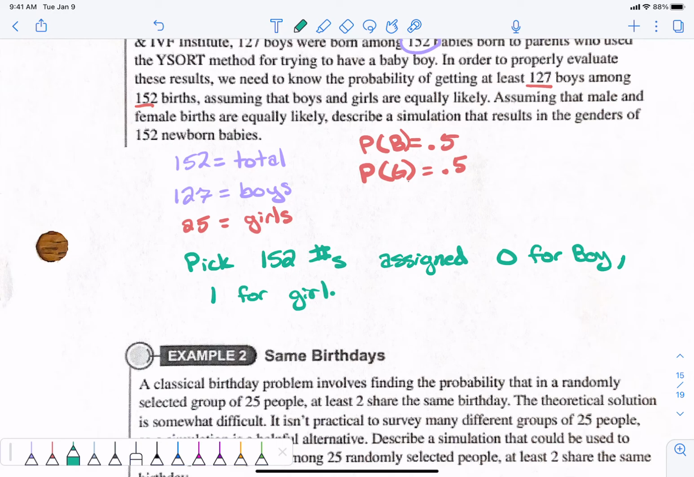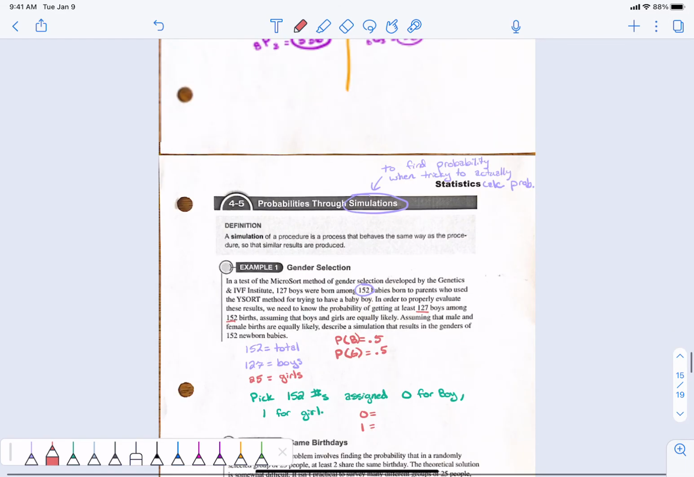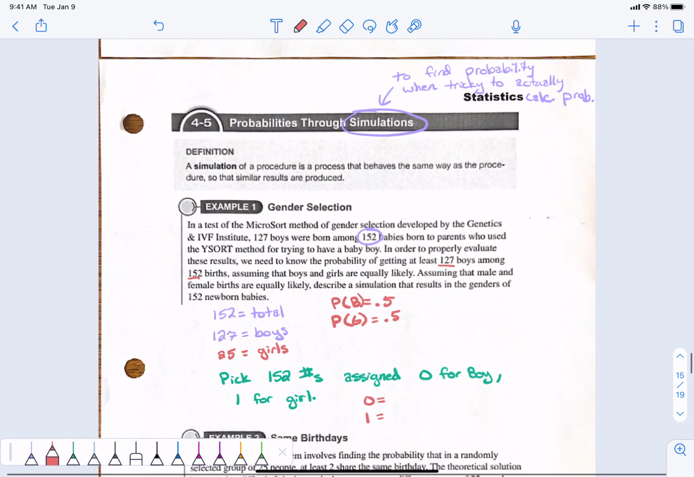Let's pick 152 numbers. Zeros are boys and ones are girls, so we're going to see how many zeros and how many ones we get out of 152 numbers. I'm going to go to my number generator. Random number generator, 152. We want how many zeros and how many ones? Okay.